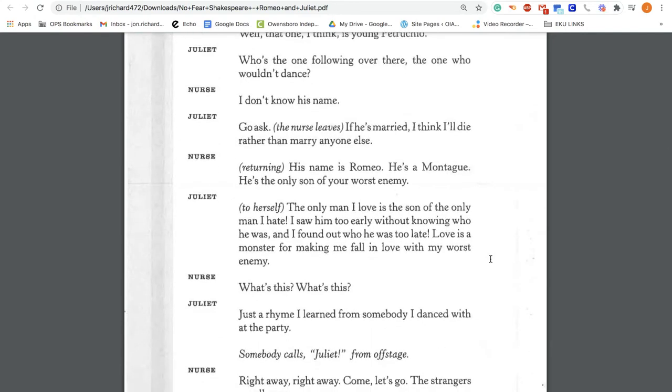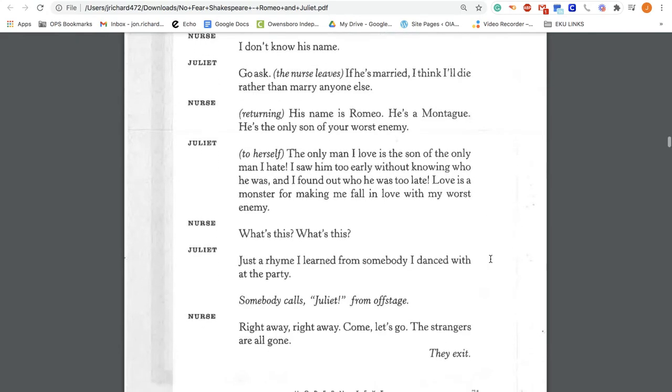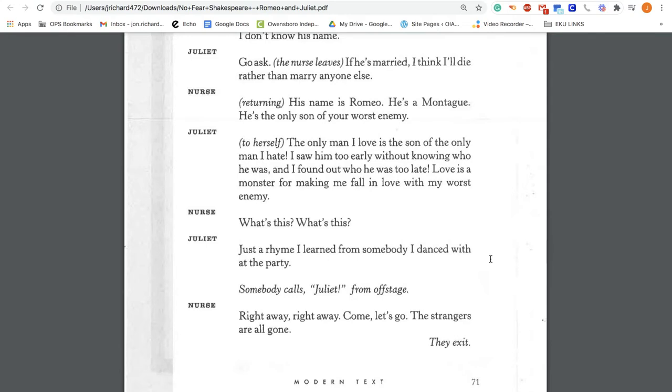His name is Romeo. He's a Montague. He is the only son of your worst enemy. The only man I love is the son of the only man I hate. I saw him too early without knowing who he was, and I found out who he was too late. Love is a monster for making me fall in love with my worst enemy. What's this? What's this? Just a rhyme I learned from somebody I danced with at the party. Somebody calls Juliet off stage. Right away, right away. Come, let's go. The strangers are all gone.